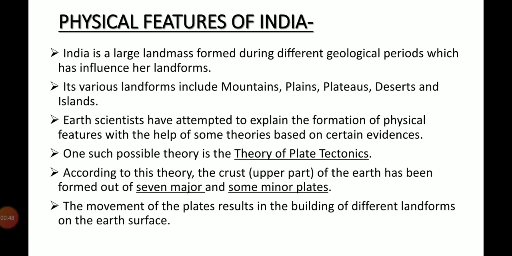In fact, our country has practically all major physical features of the earth, that is mountains, plains, deserts, plateaus, coastal plains and islands. Now, we will learn more about major physical features of India and how they have been formed. India is a large landmass which was formed during different geological periods, which has influenced her landforms. Various landforms included are mountains, plains, plateaus, desert, coastal plains and islands.